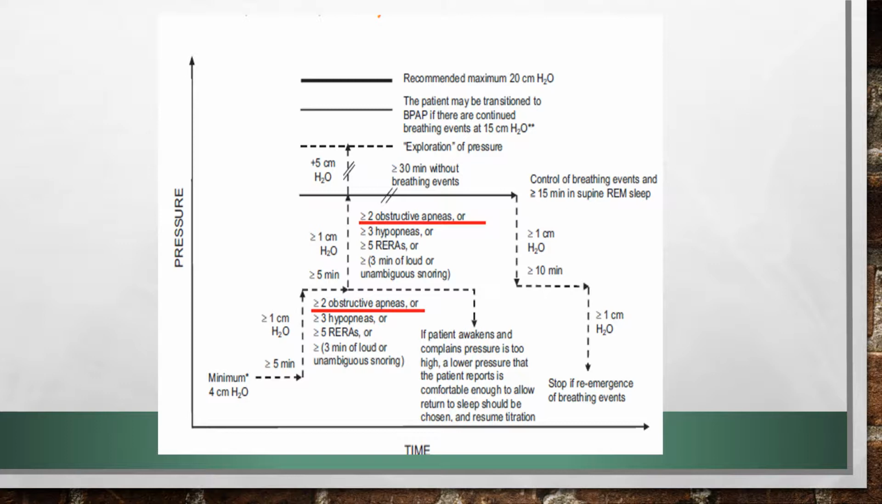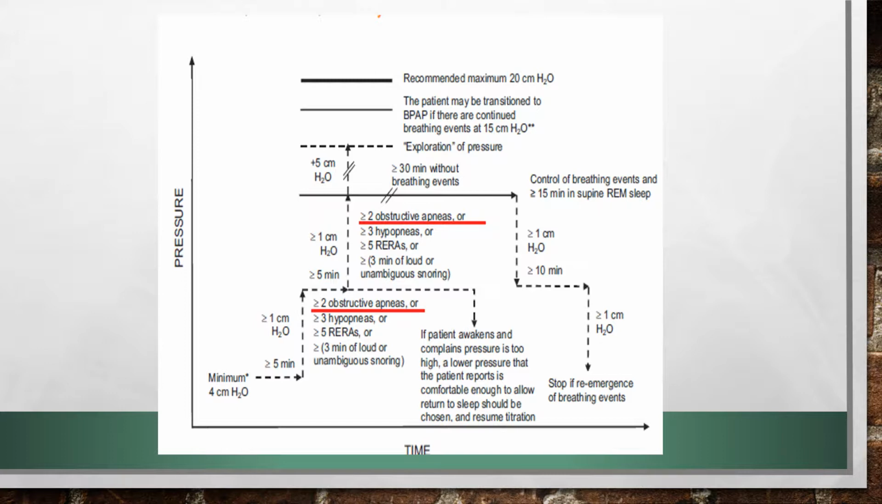If they don't have 2 obstructive apneas in those 5 minutes of sleep, did they have 3 hypopneas in those 5 minutes of sleep? If they didn't, did they have 5 RERAs during those 5 minutes? Or did they have more than 3 minutes of loud or unambiguous snoring? So if they met any of those 4 things, then you can go ahead and increase your pressure. Again, you can increase it by 1 or 2 or maybe even 3 centimeters of water pressure.